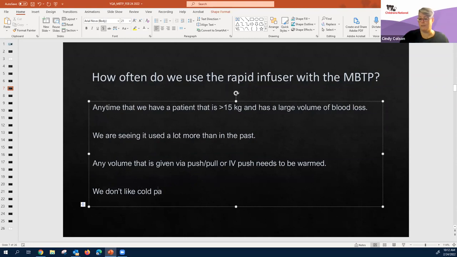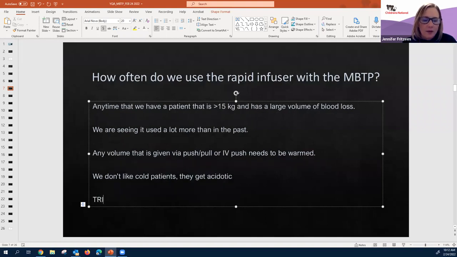You don't like cold patients. No. Acidotic. And that is part of the trauma triad of death, right? Yeah, trauma triad of death. Trauma patients, from the minute they get injured, become acidotic, coagulopathic, and cold. And the thing that we can affect the fastest is warming a patient up. So we want to warm them up, give them volume, which will help your acidosis, and then give them yellow product, which will help those coagulopathies.